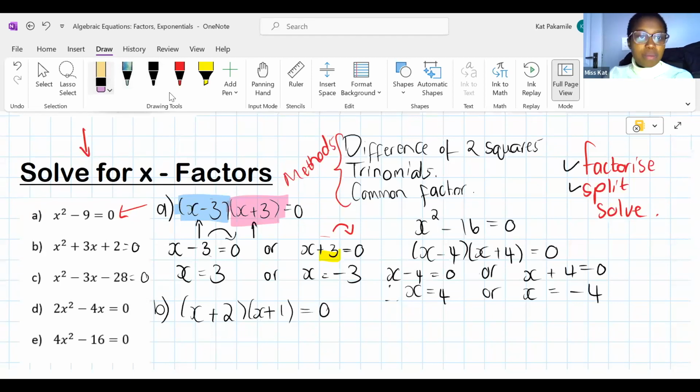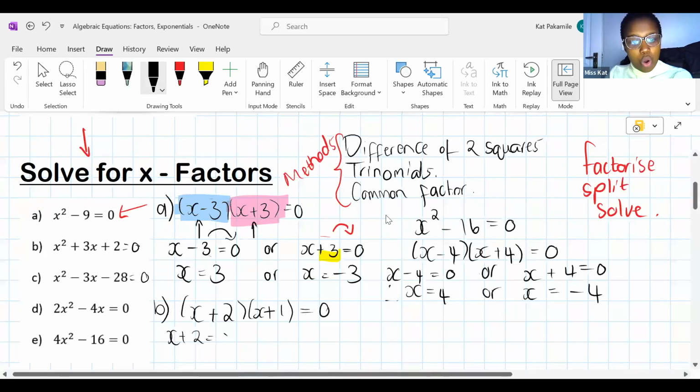So I've done step 1, which is factorize. What's after factorize? Let me know in the chat. Which step is after factorize? Split. So what does splitting mean? Yes, Tando. We remove the brackets by splitting them. So you're going to say x plus 2 equals 0, or x plus 1 equals 0.